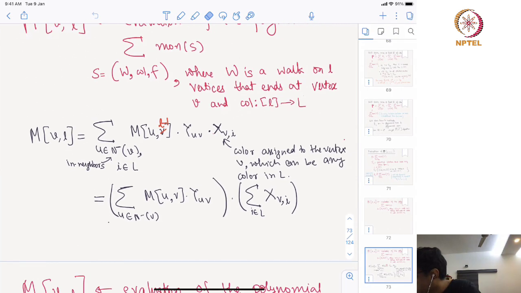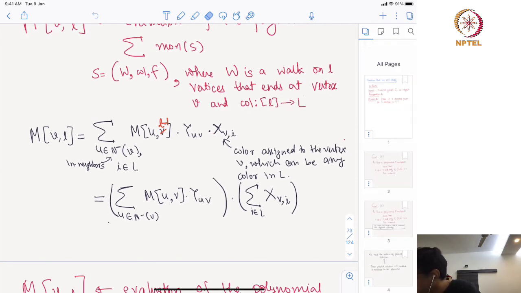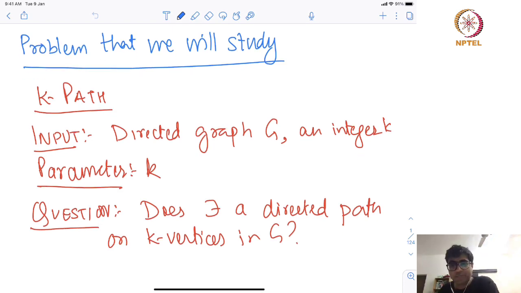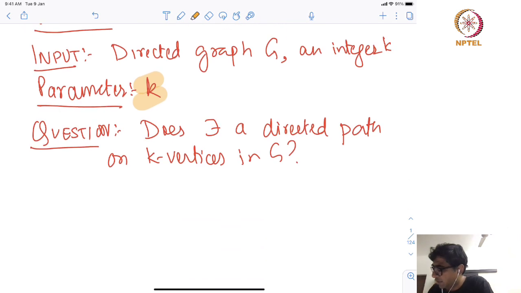So we will talk about an algorithmic application of this. The problem that we will study is this: we will apply this machinery, the Schwartz Zippel lemma based algorithm, to design a much faster algorithm for k-path, but we will be talking about a directed graph G, and later we will see how we can do this problem on undirected graphs. But for now, we will be explicitly talking about directed graphs. So, what is the input? You are given a directed graph G and integer k, your parameter is of course k. And your question is, does there exist a directed path on k vertices in G?